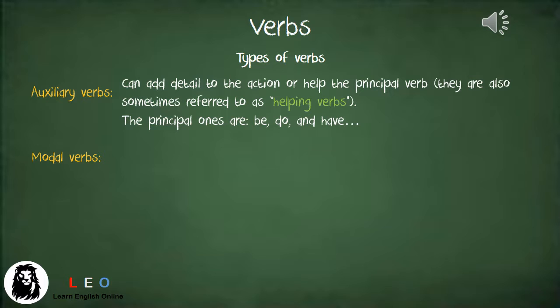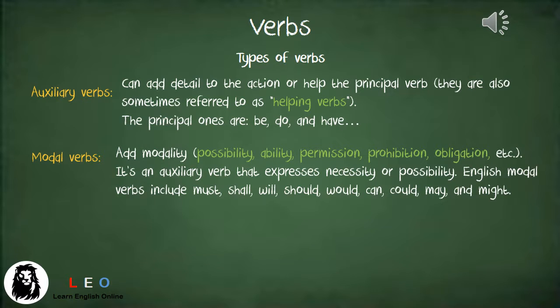The following are modal verbs. Modal verbs add modality, possibility, ability, permission, prohibition, and obligation to the verb. The modal verb is an auxiliary verb that expresses necessity or possibility. In English, modal verbs include must, shall, will, should, would, can, could, may, and might.